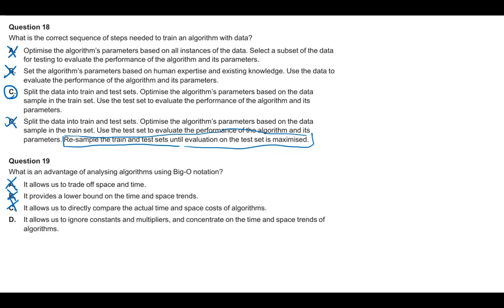What it does allow us to do is ignore all those details, the constants, the multipliers, and concentrate on the time and space trends of the algorithm. So just very hand-waving-y. What happens when the numbers here get very, very big? How does one algorithm perform, perhaps compared to another one?